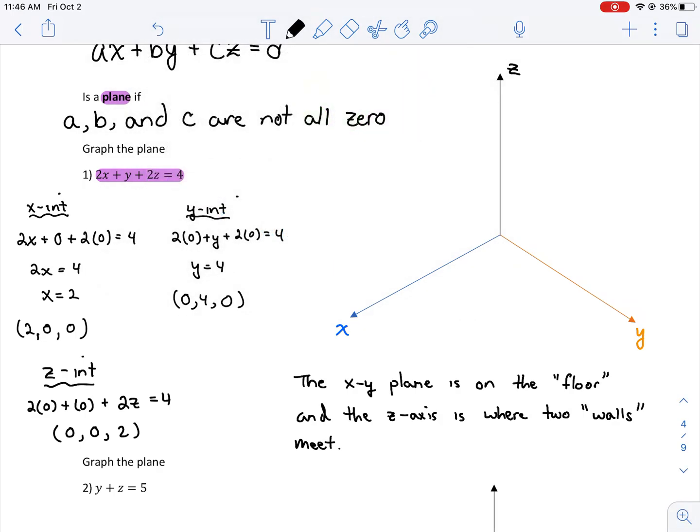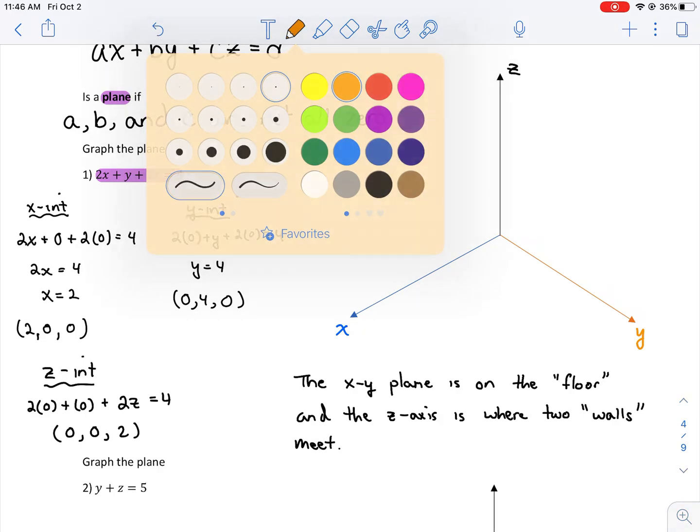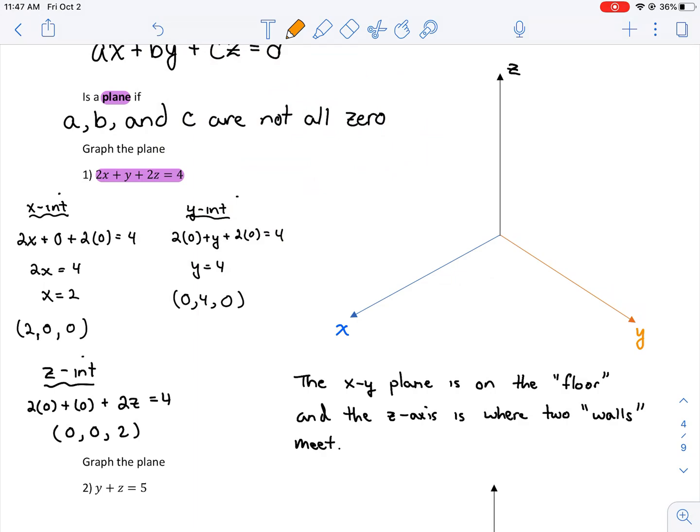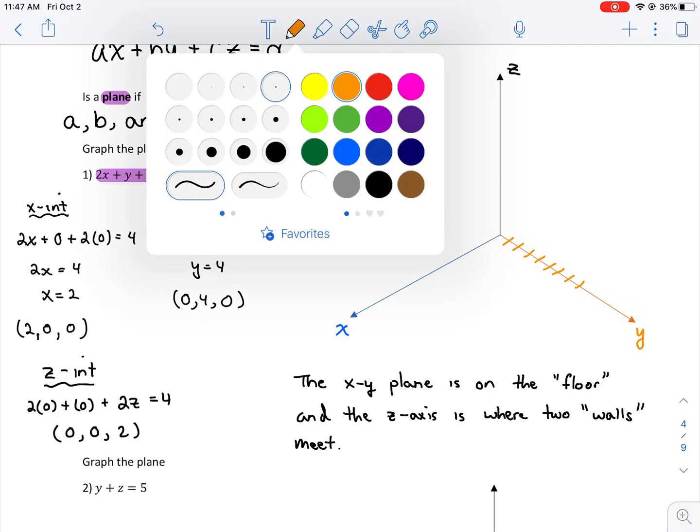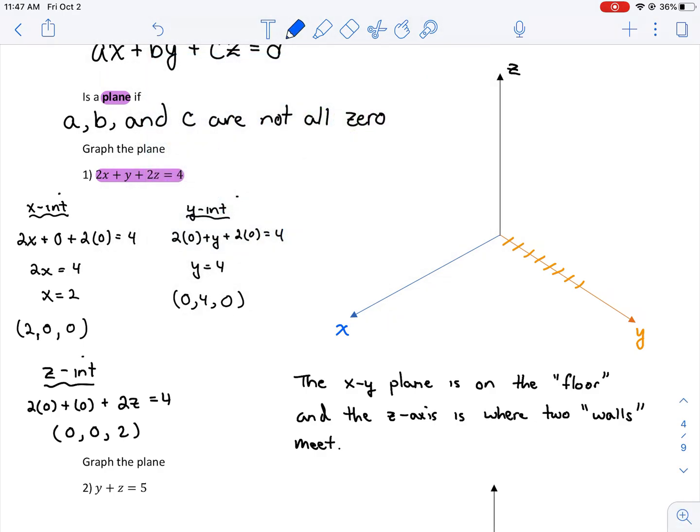So now we're going to go back to the 3D grid, and I'm going to place tick marks that are parallel to the x-axis all along the y-axis. Then I'm going to place tick marks along the x-axis that are parallel to the y-axis. And then I'm going to place tick marks horizontally along the z-axis.